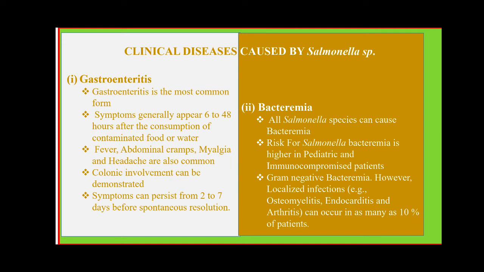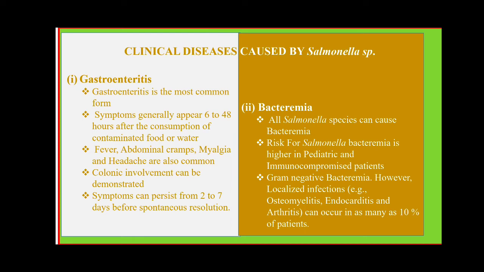First, gastroenteritis. Gastroenteritis is the most common form. Symptoms generally appear 6 to 48 hours after the consumption of contaminated food or water. Fever, abdominal cramps, myalgia, and headache are also common. Chronic involvement can be demonstrated. Symptoms can persist from 2 to 7 days before spontaneous resolution.